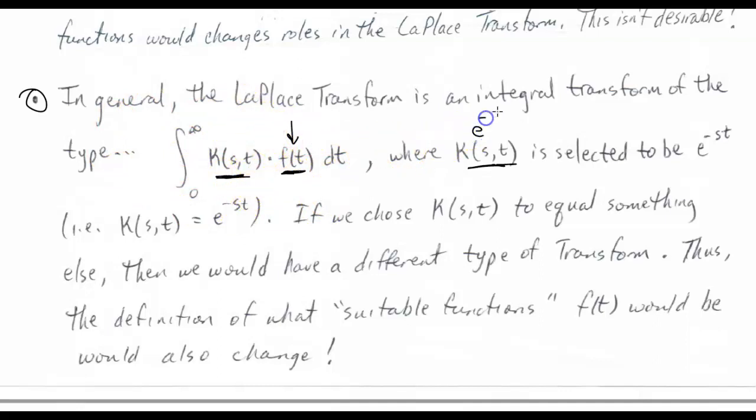Since we are choosing in this case to have exponentially decreasing functions being multiplied by our f of t, then what is suitable to put into this integral here and evaluate it and expect to get a convergent result is that whatever function we put in there has to grow slower than, or at the very least, grow at the same rate as e raised to the negative st, okay? And when I say grow, I mean increase or decrease.